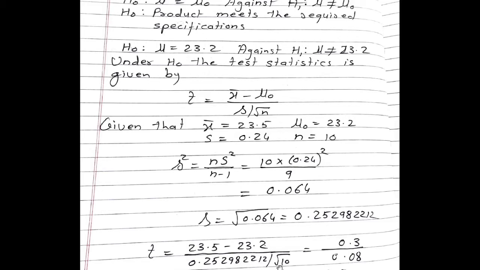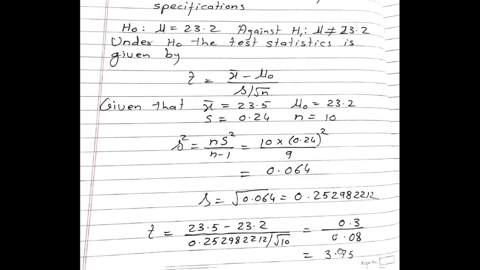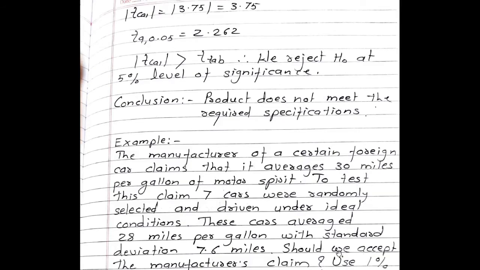So T can be calculated as 23.5 minus 23.2 divided by 0.25298212 divided by square root of 10, which is equal to 0.3 upon 0.08. So the final calculation is 3.75. So mod T calculated is equal to mod of 3.75, which is 3.75. Let us see the table value for 9 degrees of freedom and 5% level of significance. The table value is 2.262. So we can say that mod T calculated is greater than T tabulated. Therefore, we reject H naught at 5% level of significance. Conclusion: product does not meet the required specifications.